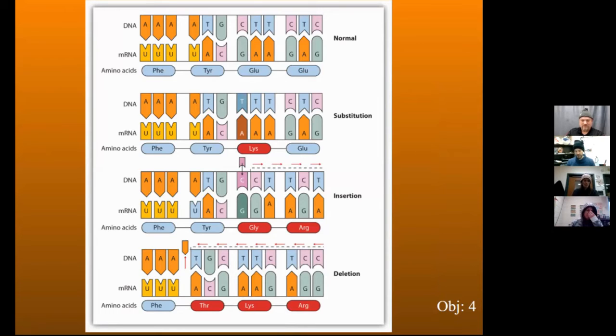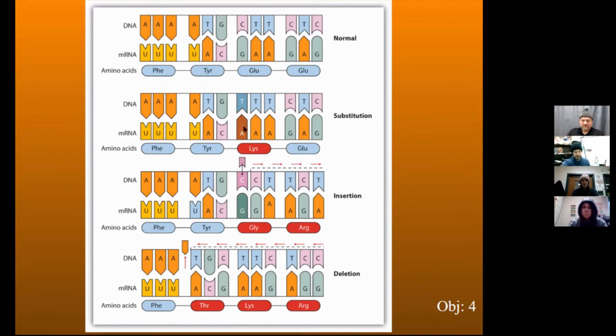But if we remind ourselves of transcription and translation, what's actually happening? If we look at the top, this is our normal DNA sequence: AAA, ATG, CTT, CTC, and then we would transcribe that into mRNA. So we've got the base pair matches, and then it's translated into amino acids. So our order would be: phenylalanine, tyrosine, glutamine, glutamine.